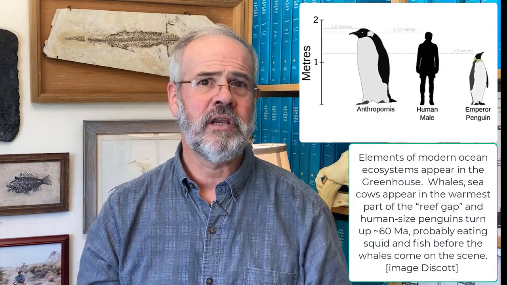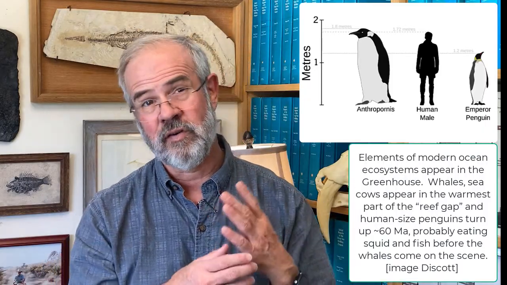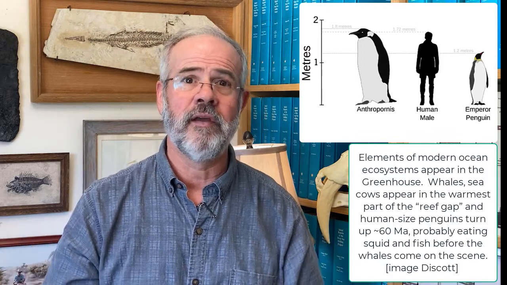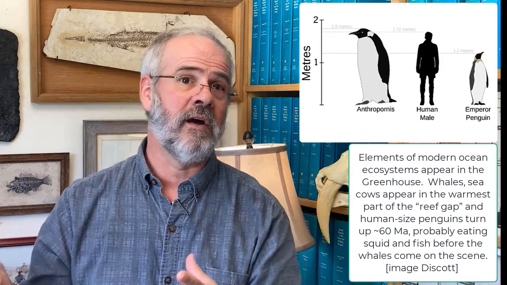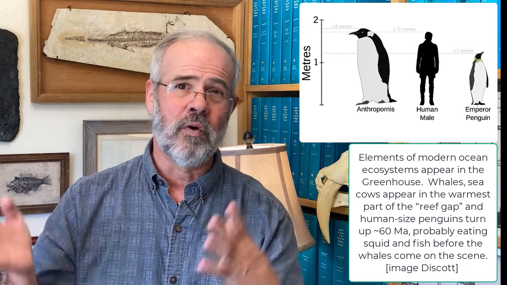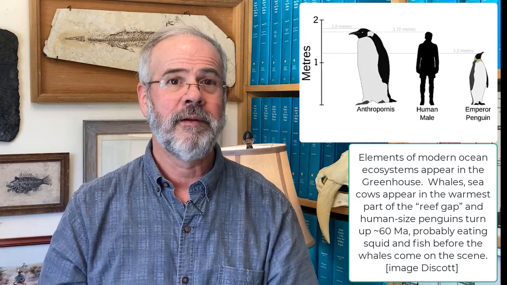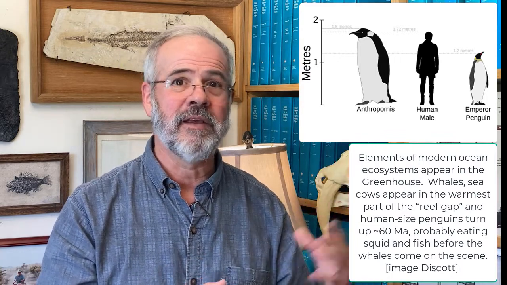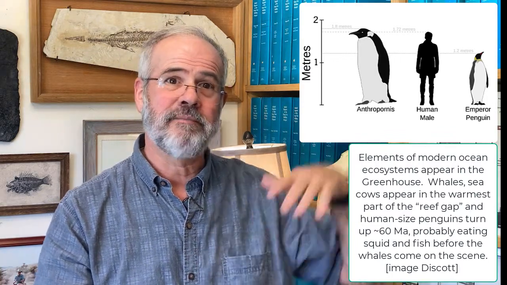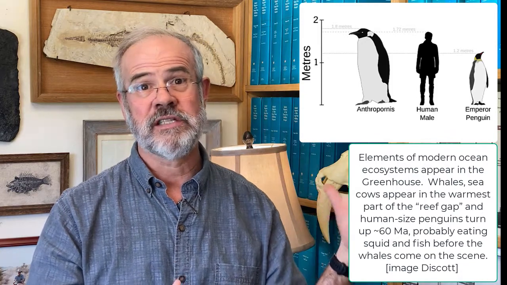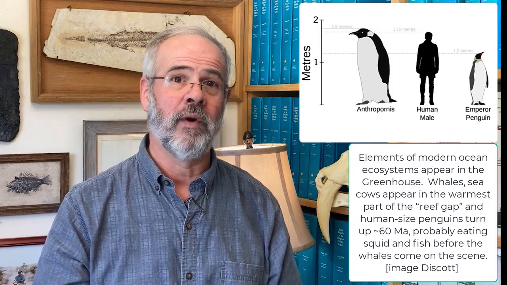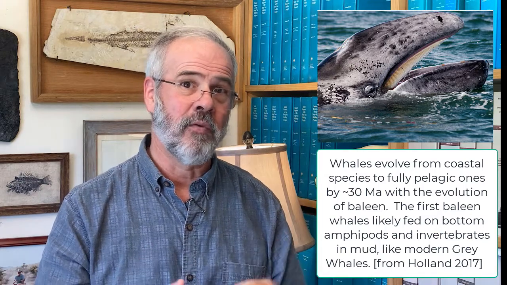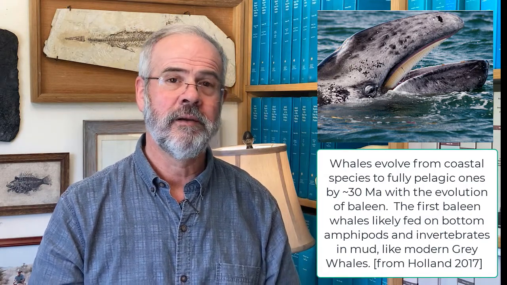Now, modern ocean ecosystems are established over, as it turns out, a considerable period of time, starting in the greenhouse of all things. The first whales and sea cows, for example, appear right in the warmest parts of the reef gap. Penguins, of all things, also evolved 60 million years ago as human-sized birds, probably eating fish and squid in coastal waters before the whales evolved. Big penguins were later outcompeted by small whales in open ocean waters.